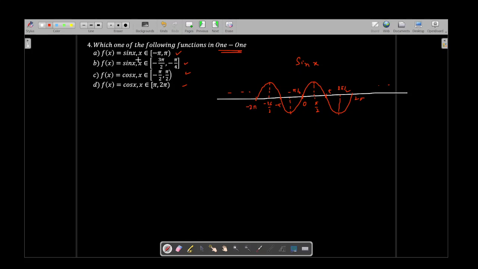So sine x from minus pi to pi. If you take from minus pi to pi, from here to here, if I take any horizontal line in this interval, like this, you can easily see it touches at 2 points. So this is not one-one in this interval.